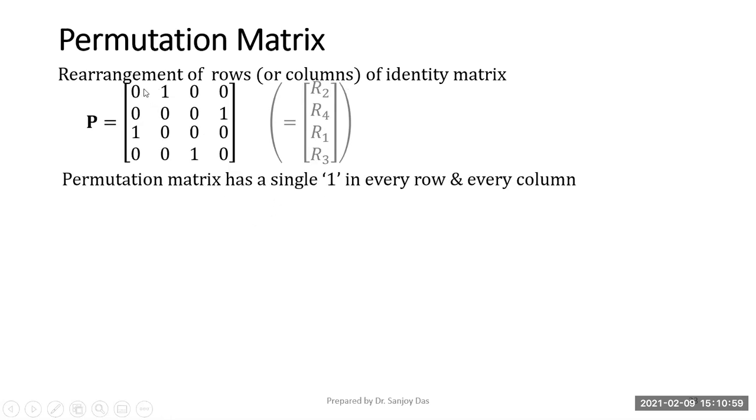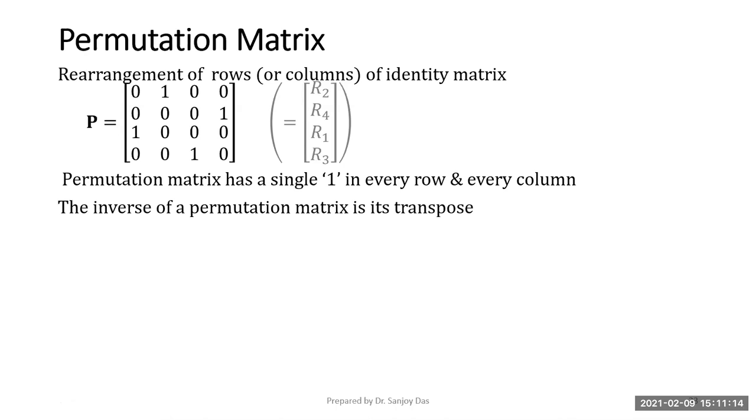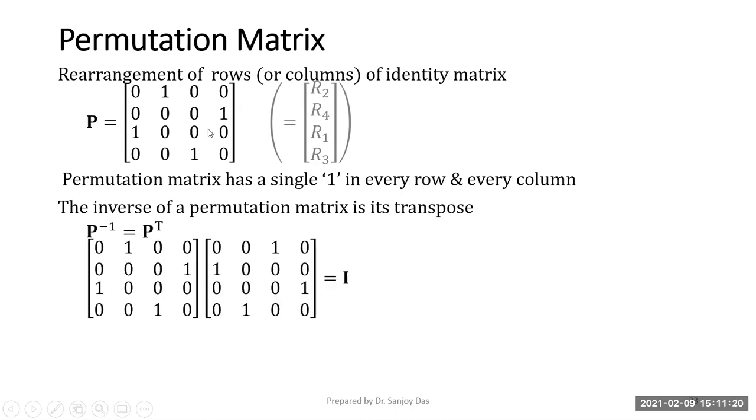So this is basically a permutation matrix. It has a single 1 in every column, and a single 1 in each and every row. The inverse of a permutation matrix is simply its transpose. So P inverse is P transpose. Here's an example. I take this and its transpose, I multiply them together, and I get the identity matrix.